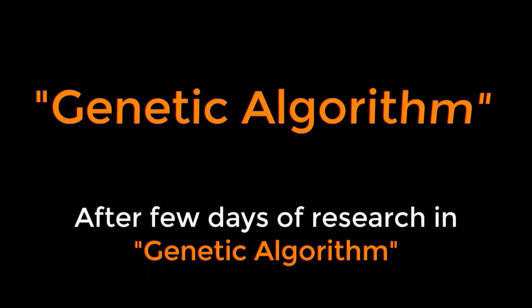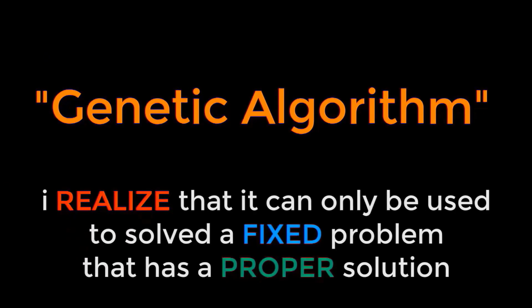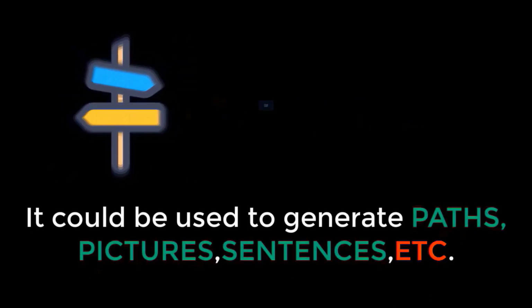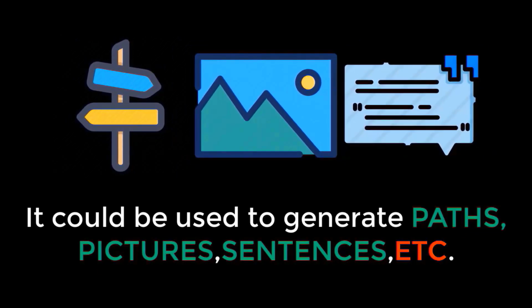After a few days of research in genetic algorithm, I realized that it can only be used to solve a fixed problem that has a proper solution, in order to calculate the score. It could be used to generate paths, pictures, sentences, etc.